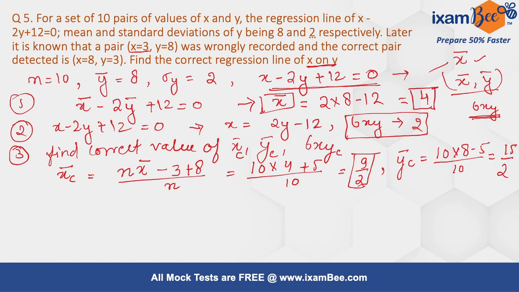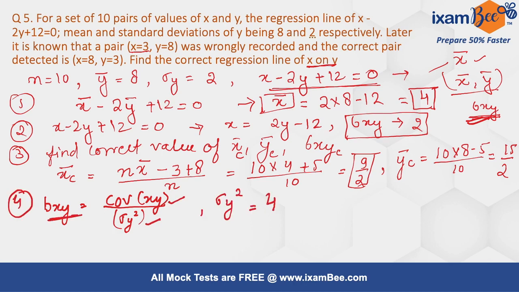Now what else do we need? We have to find the corrected value for bxy. The bxy is covariance of xy upon standard deviation for y. We have the value for standard deviation of y, so we can easily find this. We have the value for bxy, that old value, that is 2.